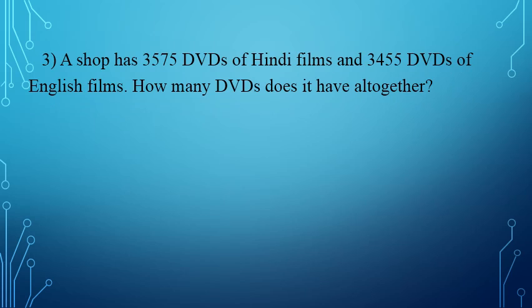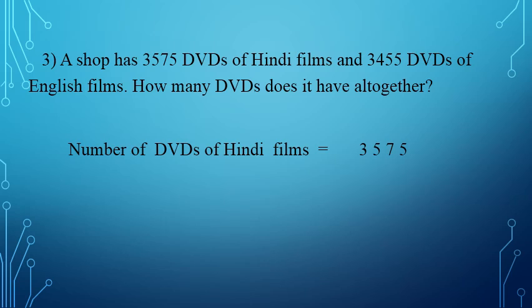Now next example is a shop has 3575 DVDs of Hindi films and 3455 DVDs of English films. How many DVDs does it have altogether? Now what you have to do here? Number of Hindi films are given, number of English films are given, and we have to find out total. So what you will do here? Addition.